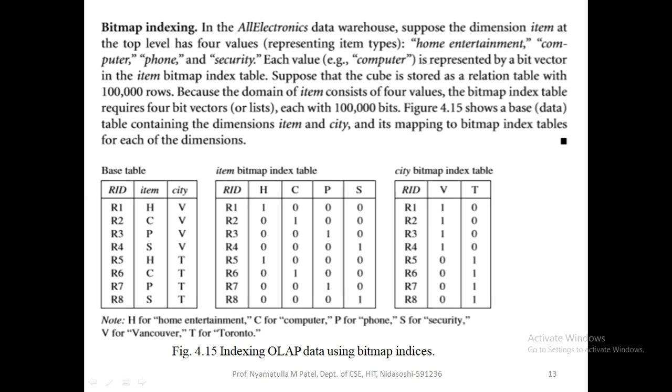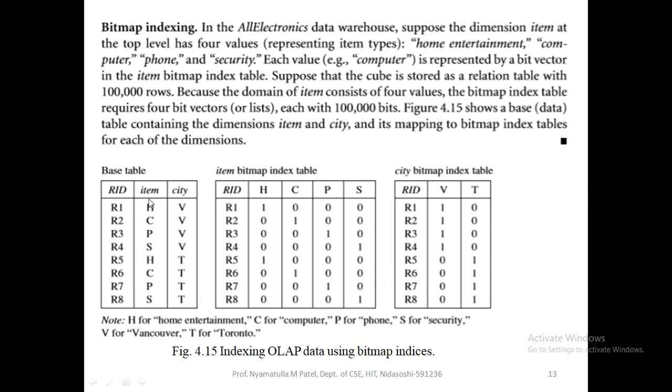So, let us take an example: indexing OLAP data using bitmap indices. Figure 4.15 gives an example of an AllElectronics data warehouse. Suppose the dimension item at the top level has 4 values representing the item types. Here, one is the base table, another is the item bitmap index table, and the third is the city bitmap index table.